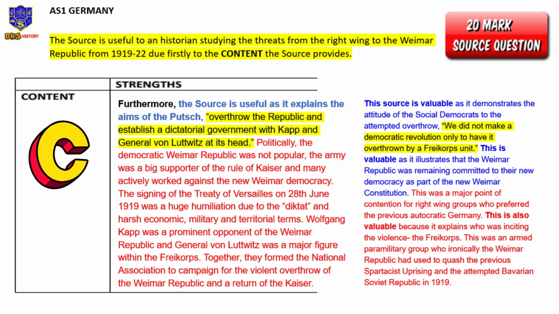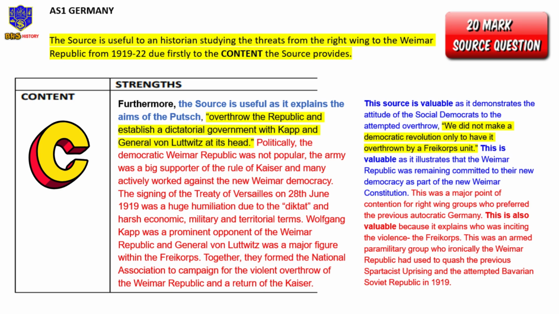Why is this valuable? Well, it demonstrates the attitude of the Social Democrats to the attempted overthrow. We did not make a democratic revolution only to have it overthrown by a Freikorps unit. Why is that valuable? Well, this is valuable as it illustrates that the Weimar Republic was remaining committed to their new democracy as part of the new Weimar Constitution. And then explain it, okay? So it's a major point of contention for right-wing groups because they preferred autocratic Germany that they would have had under the Kaiser, okay?